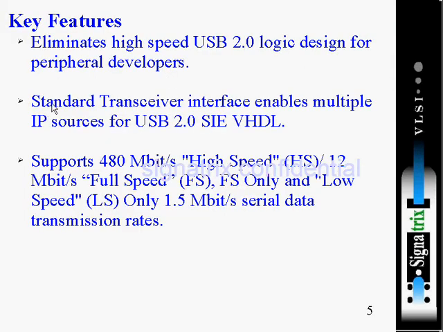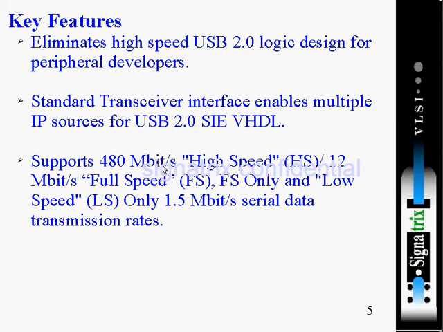Now, the standard transceiver interface enables multiple IP sources for the USB 2.0 serial interface engine VSDL. This means that you can take any IP source from different vendors. You can purchase a different serial interface engine, because UTMI is common, right? That logic you can take from any vendor, either from Cypress or from Intel, anybody, and plug it in. So everything is independent now, that is what they are talking about.